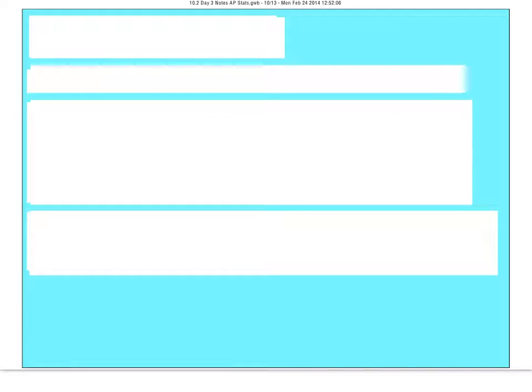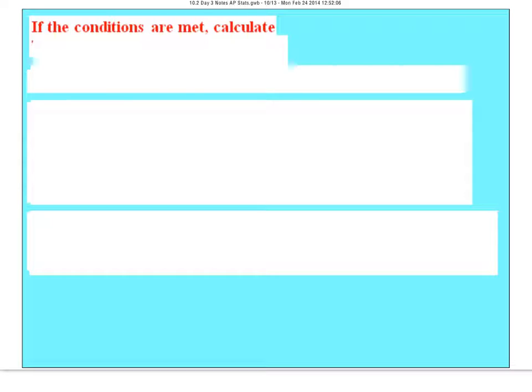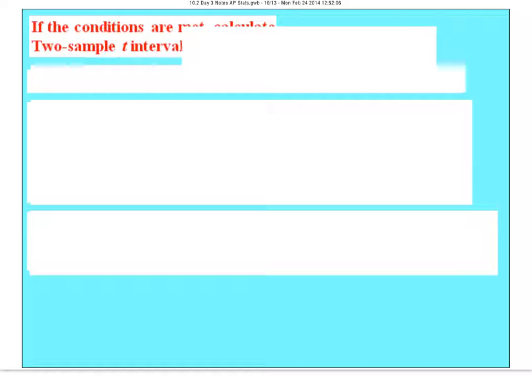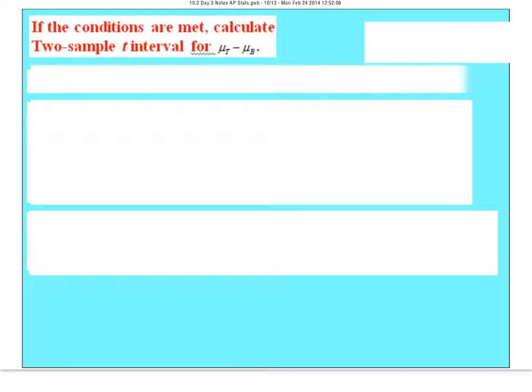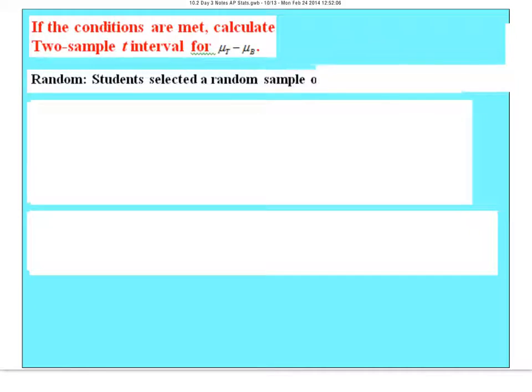For the plan component, let's talk about what we're going to do. If conditions are met, we're going to calculate the two sample t interval for the difference of mean of t minus mean of b. And that's all you have to say. Randomness for this was met in that students selected a random sample of bags from each store. The normalcy in here, now we have to be careful. We're doing t procedures. Our sample size was 5, which is incredibly small.